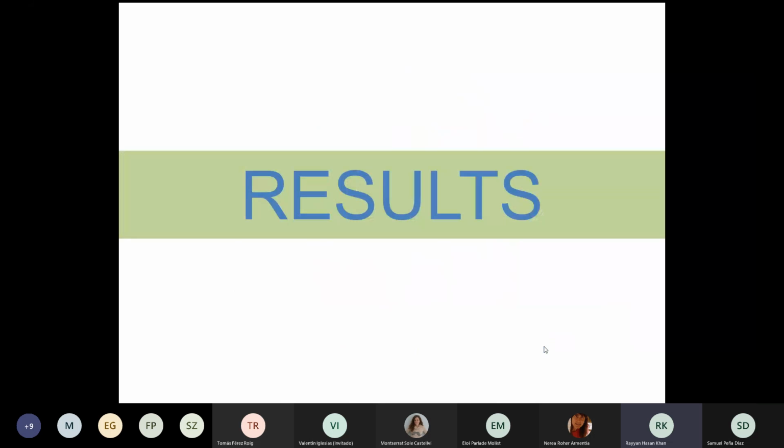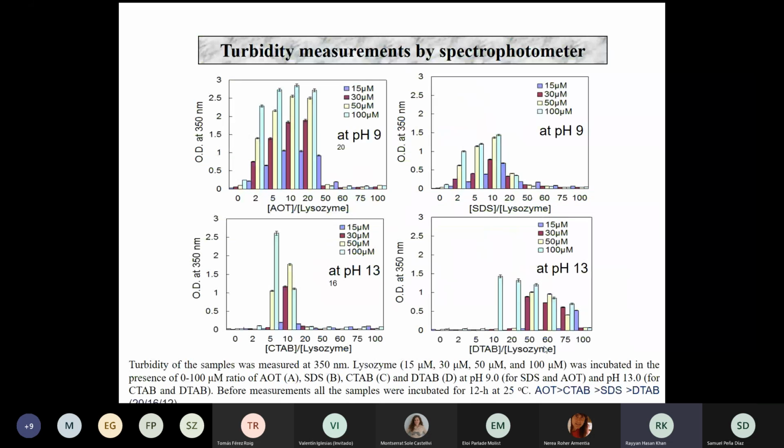The upper panel is at pH 9, and the lower panel is at pH 13. And this is the turbidity measurement that is being performed. And you can see the AOT, which is 20 carbon chain length, shows a maximum turbidity at 1:10. And likewise, in this lower panel, it is CTAB, which is 16 carbon chain length, that shows a maximum turbidity. A similar pattern is observed for the Rayleigh scattering also.